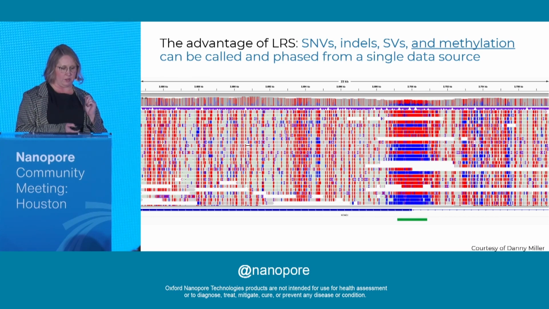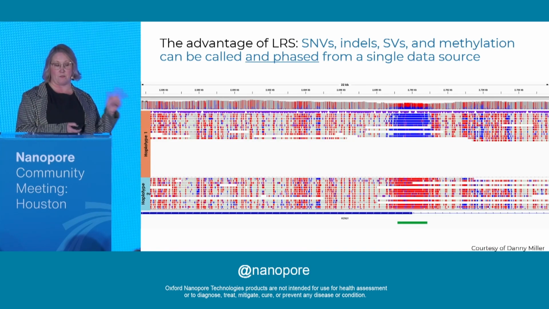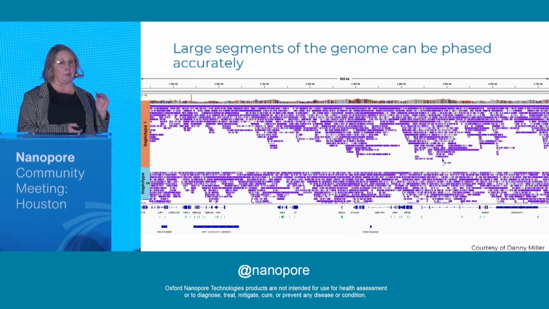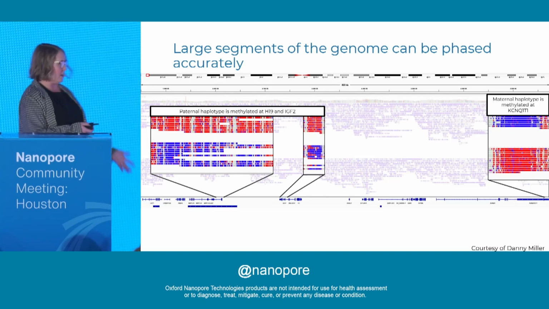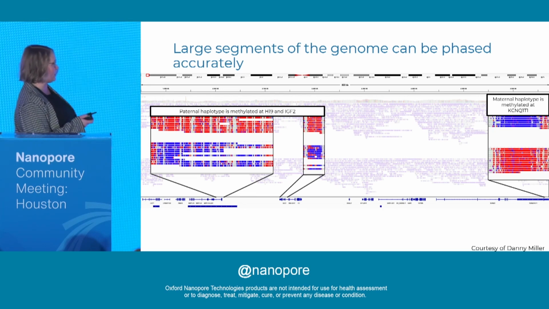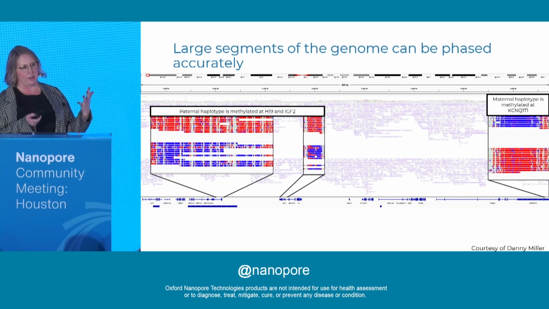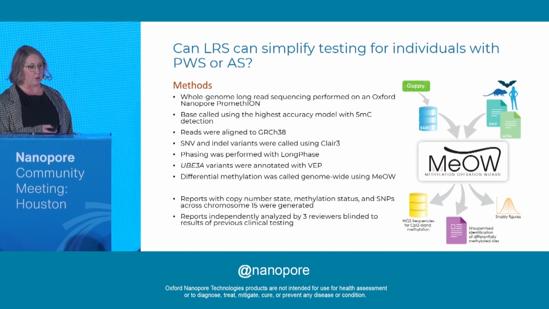This is chromosome 11, which is important for another imprinting disorder, Beckwith-Wiedemann syndrome. We're showing the methylated bases in red and the unmodified in blue, and we can phase this into 2 different haplotypes over large segments of the genome. I want to show here a slide from my collaborator, Danny Miller, that inspired this project: we can show the differences in methylation on these different haplotypes. Having all of this data together in one assay is really powerful.